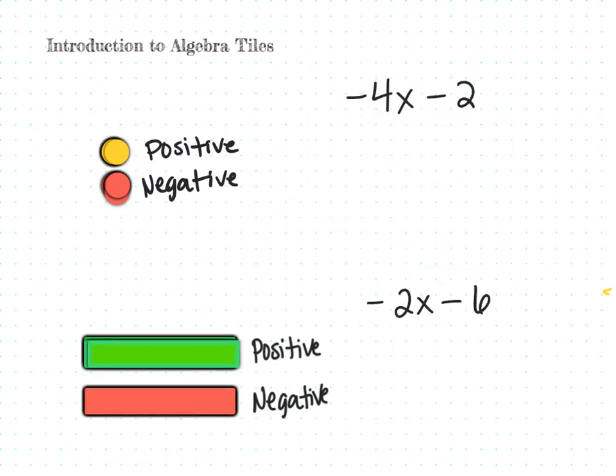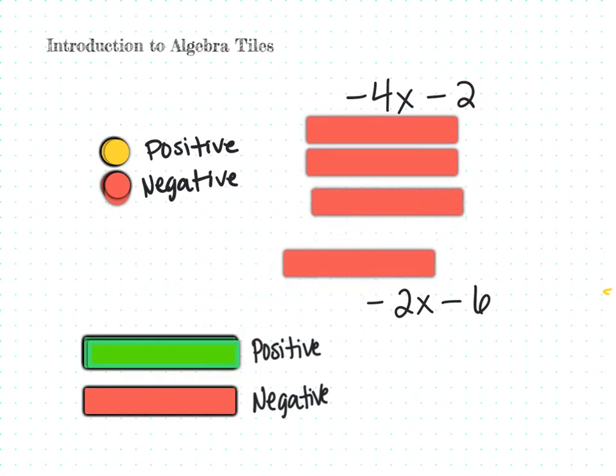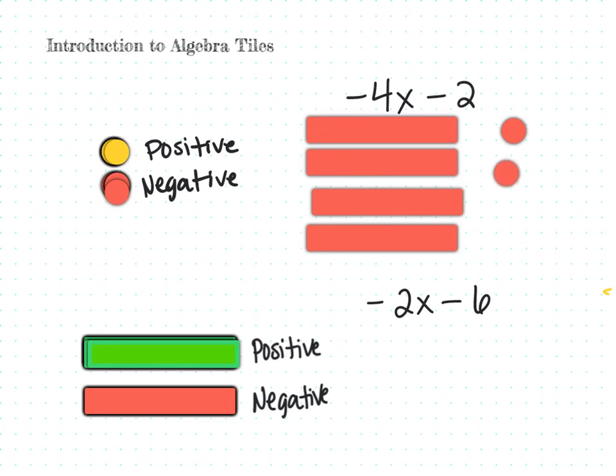All right, let's look at this. In these next examples, I have 4 negative variables. Remember, my variables are the rectangles, so I'm going to take 4 of them. There's 2, there's 3, and then 4 variables. And then I have negative 2 constants, so that's the little circles. So that's how I would model 4 negative variables and 2 negative constants.